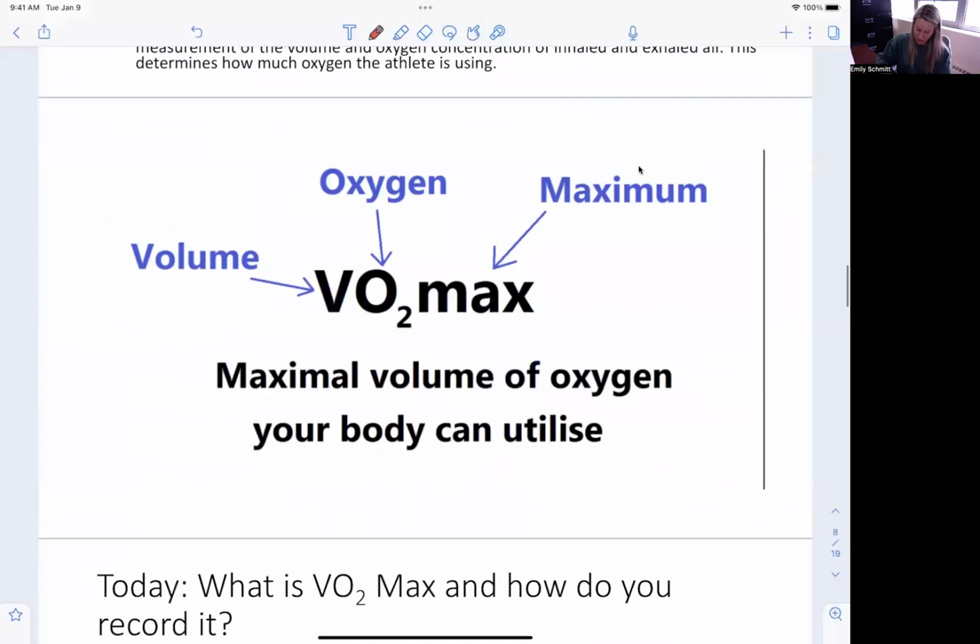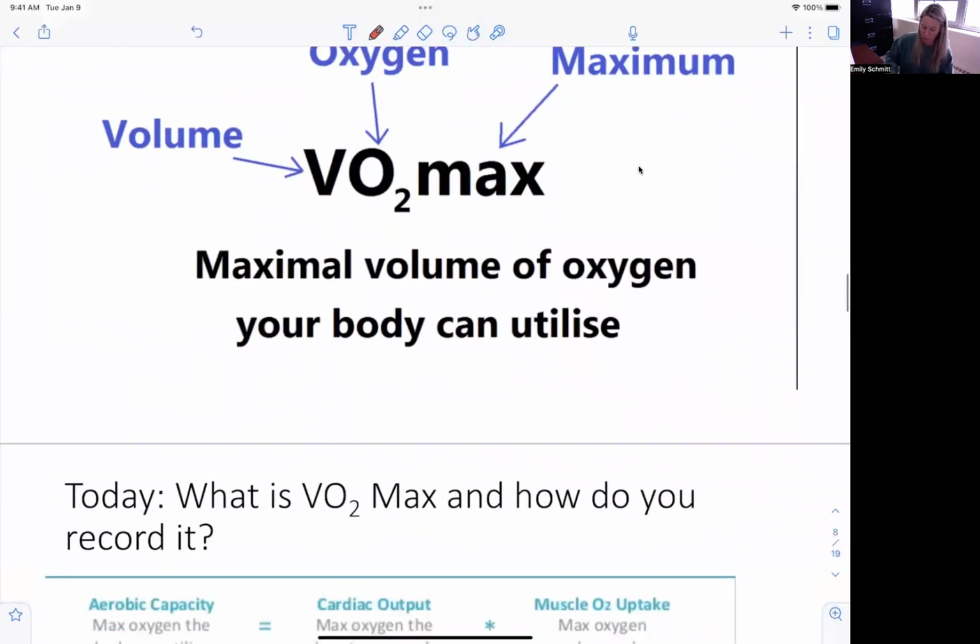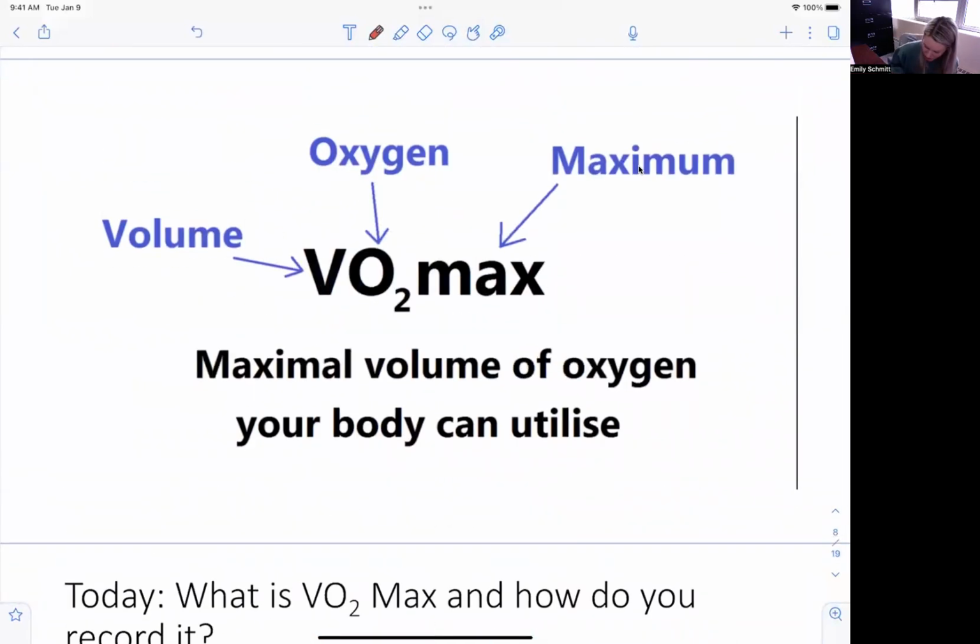So let's go ahead and break down what VO2 max means. The V is volume, the O2 is oxygen, and the max is maximal or maximum. So essentially, when we talk about VO2 max in the exercise world, we are talking about the maximal volume of oxygen your body can utilize.